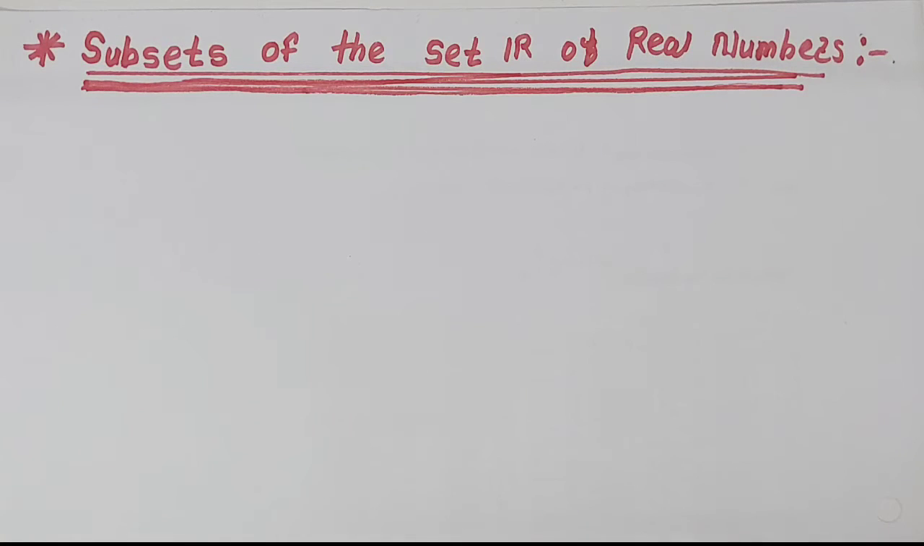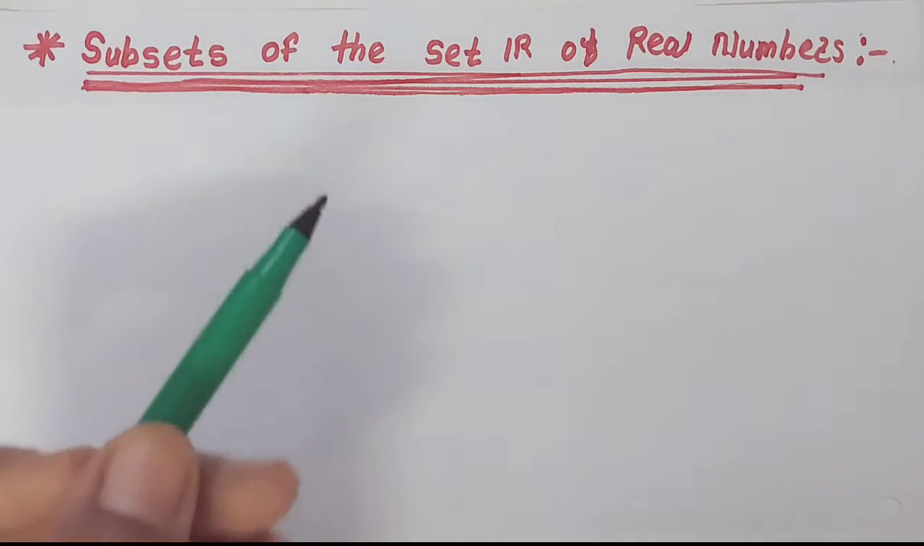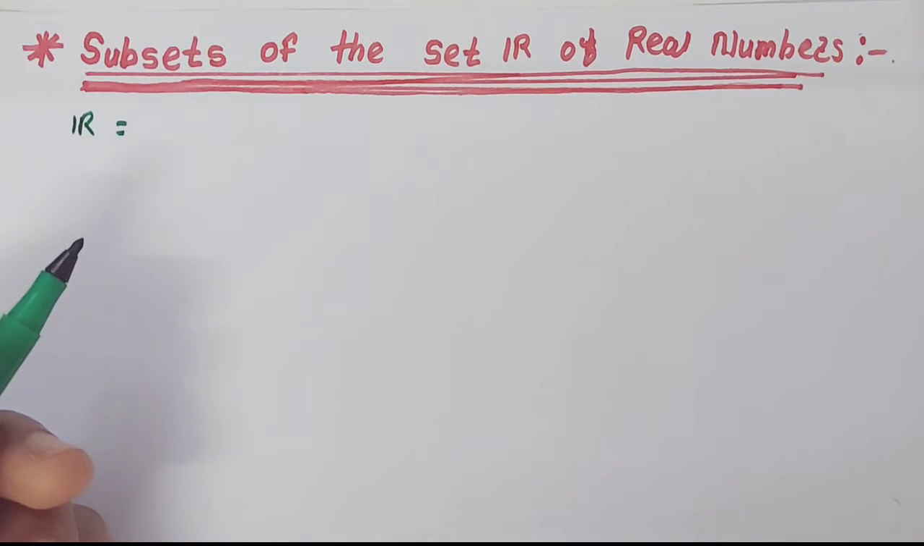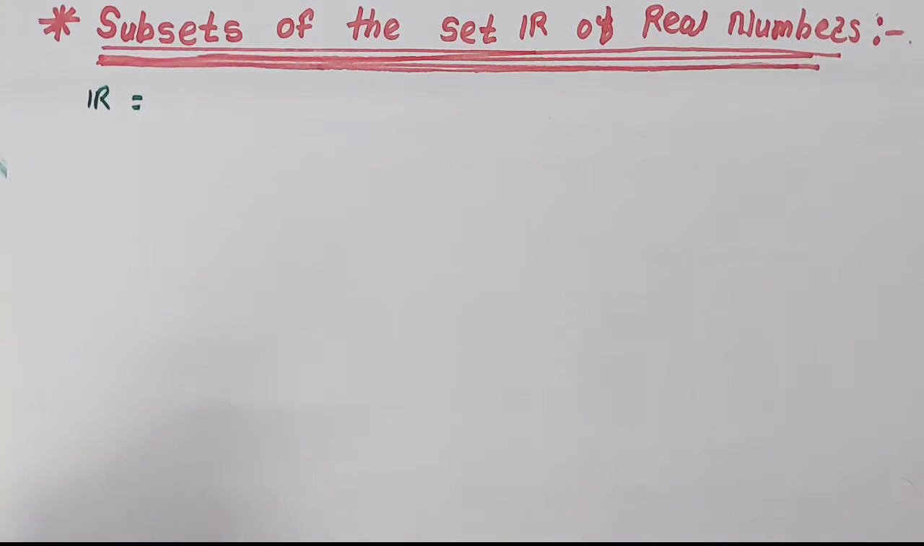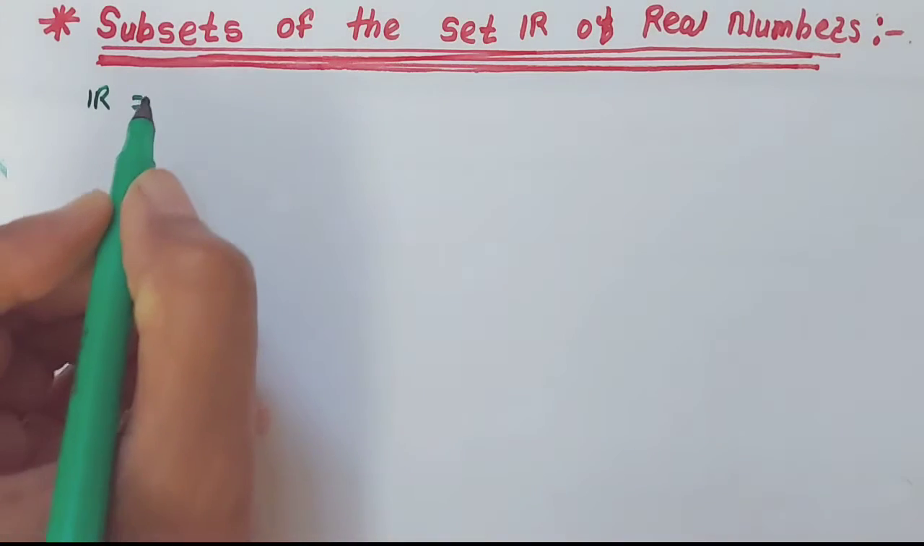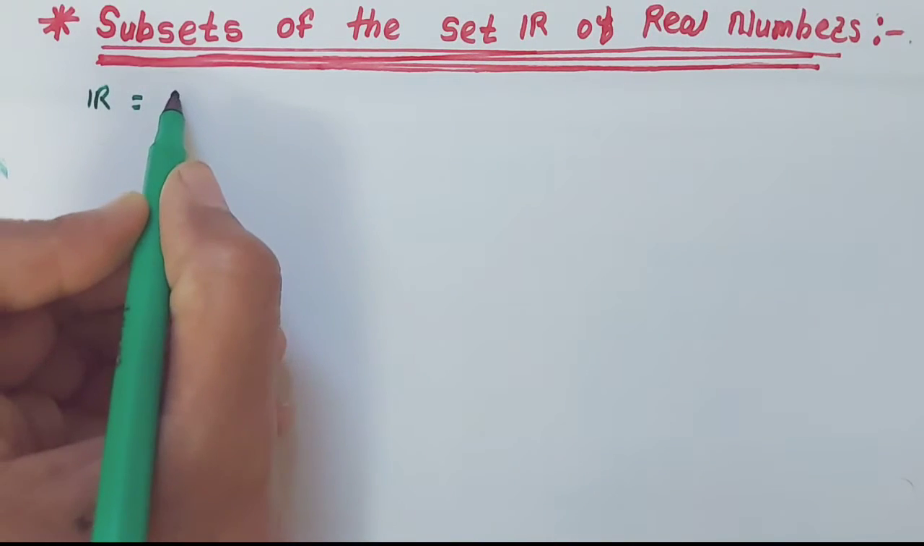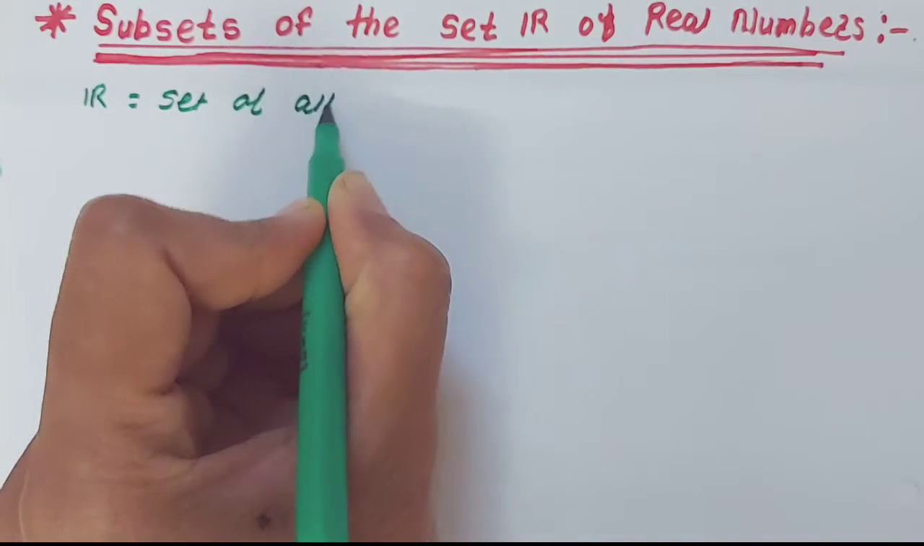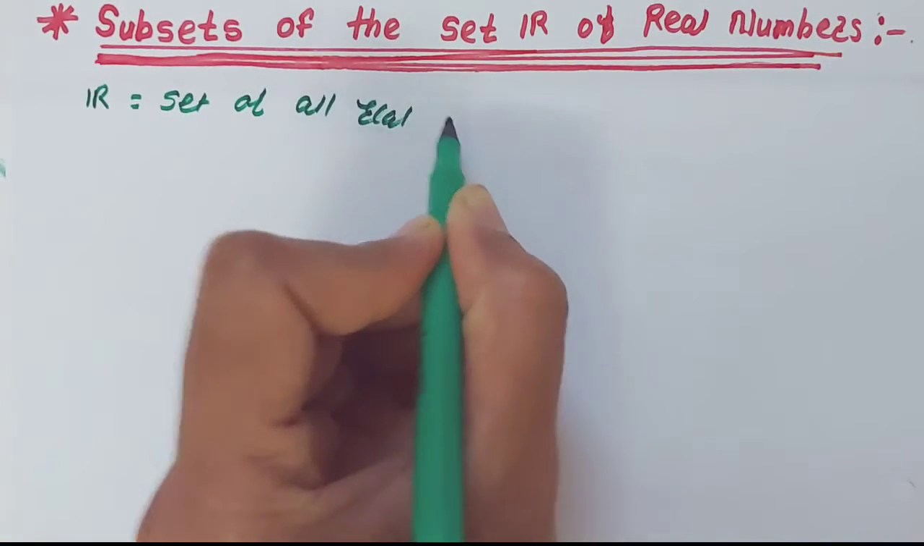As you know, in the last lecture we have discussed the concept of subset. So here the set of real numbers, we know what is real numbers. We have already studied the real numbers and system of real numbers in 9th class. So here this R denotes the set of all real numbers.